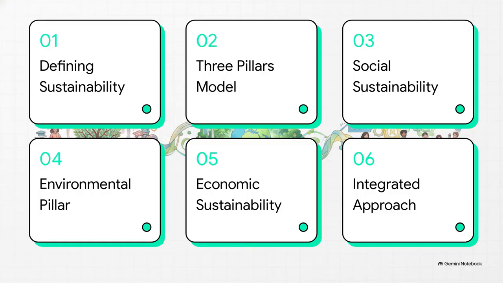Here's our agenda for today. First, we'll define true sustainability. Then we'll map out the 3 pillars model. After that, we're going to break down each of those pillars: Pillar 1 being social, Pillar 2 environmental, and Pillar 3 economic. Finally, we'll wrap it all up by looking at the integrated approach.